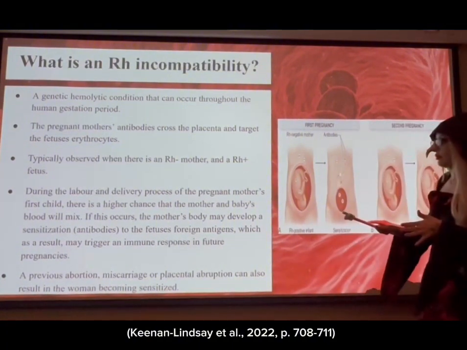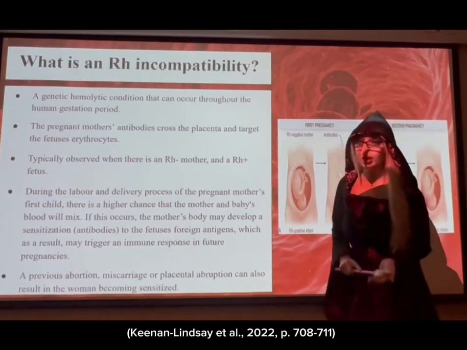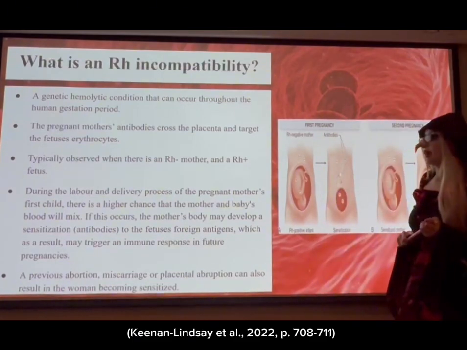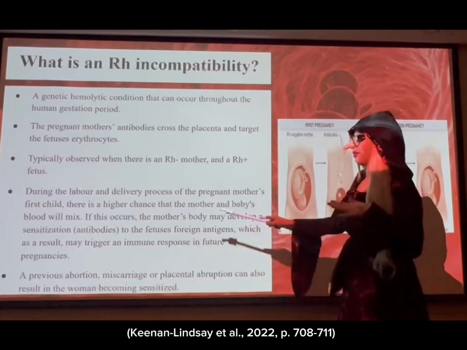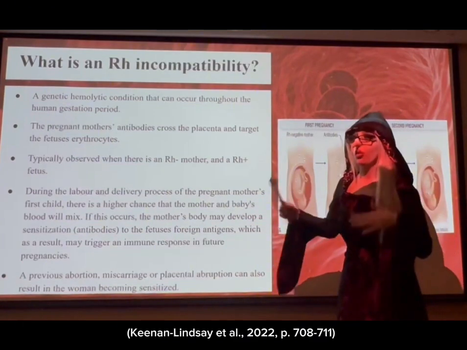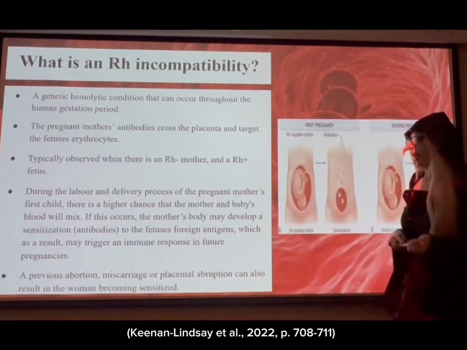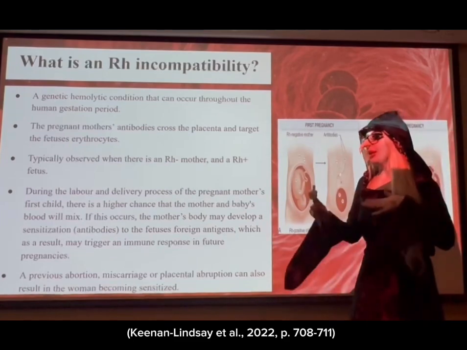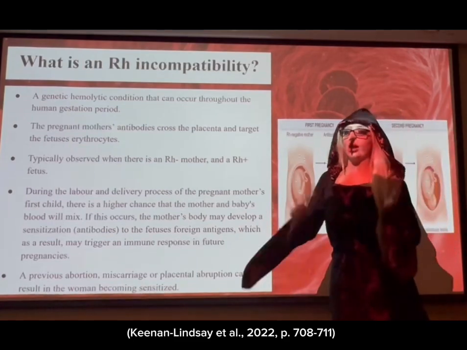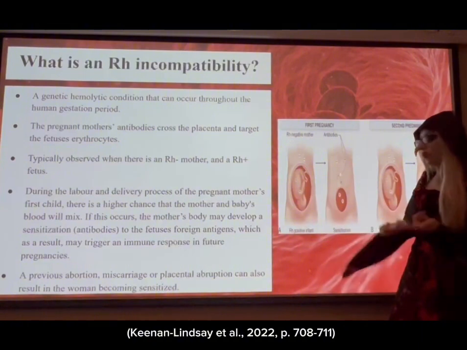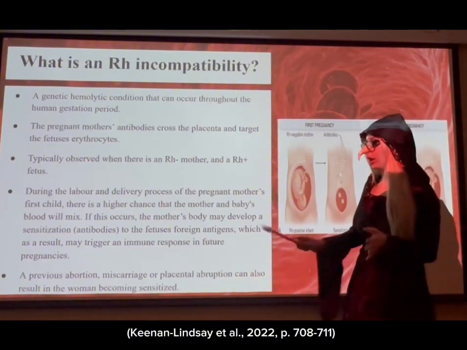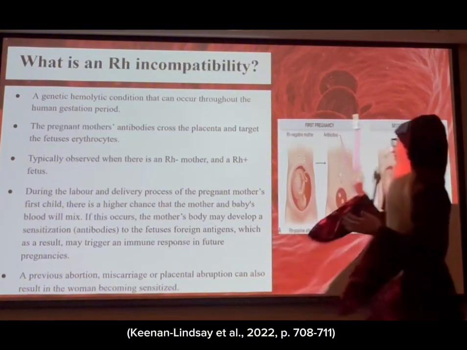During the labor and delivery process of the pregnant mother's first child, there's a higher chance that the mother and baby's blood will mix. If this occurs, the mother's body may develop a sensitization or antibodies to the fetus's foreign antigens. As a result, it may trigger an immune response in future pregnancies. A previous abortion, miscarriage, or placental abruption can also result in the woman becoming sensitized.